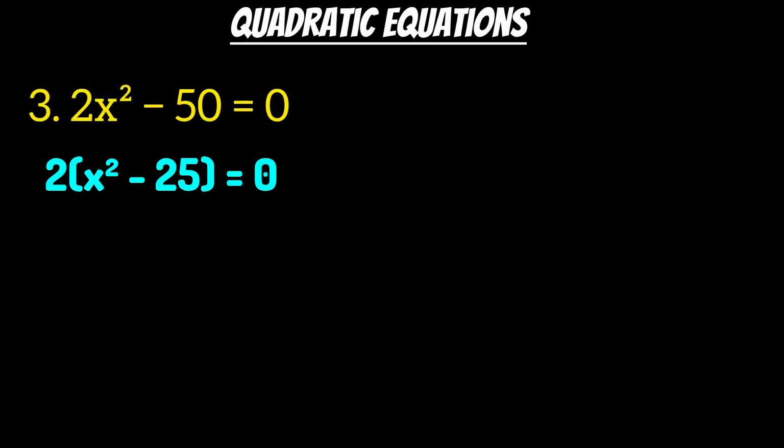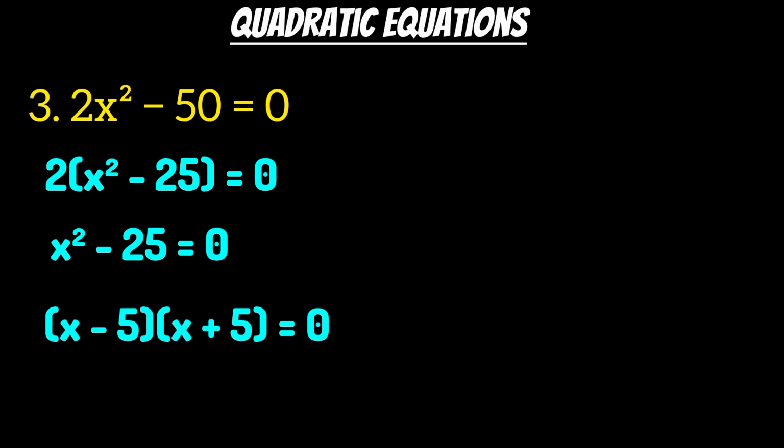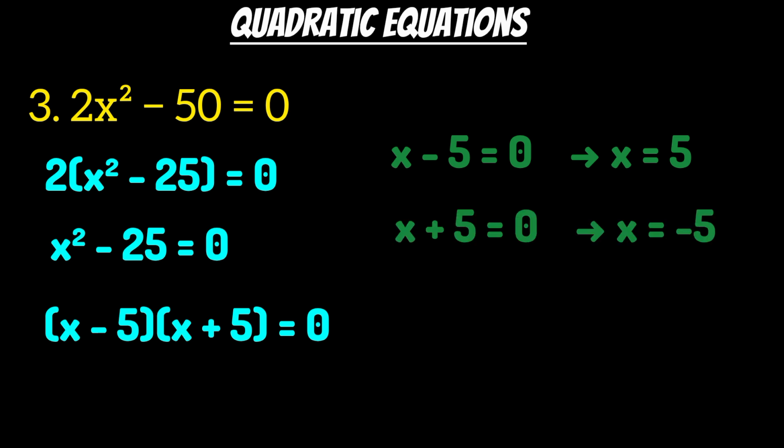Another one, 2x squared minus 50 is equal to 0. We shall factor out 2 and we shall have 2 into x squared minus 25 is equal to 0. We divide both sides by 2 and we have x squared minus 25 is equal to 0. X squared is a square number and 25 is a square number too. So this shall be x minus 5, x plus 5 is equal to 0 and we get x being equal to 5 and x also being equal to negative 5.